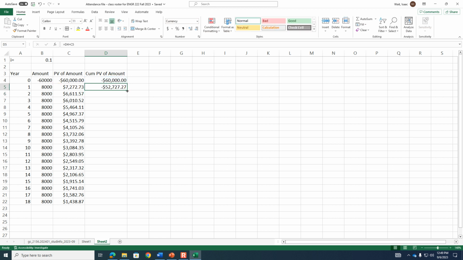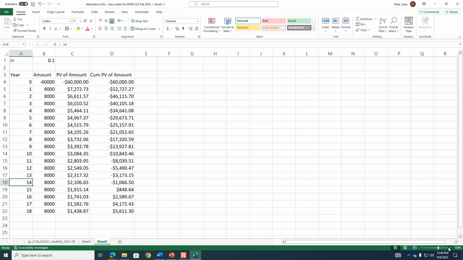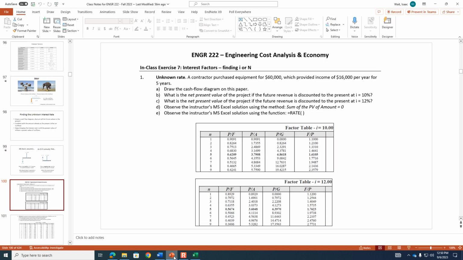So the crossover point where it goes from negative to positive, you can see in the 14th year it was negative, and then the 15th year it goes to positive. So this is an analysis called break-even analysis that tells you how long you need to be getting revenue to pay off your original investment. And we'll spend more time coming back to this later, but I wanted to give you the initial taste of it. So that's all the time we've got for today.